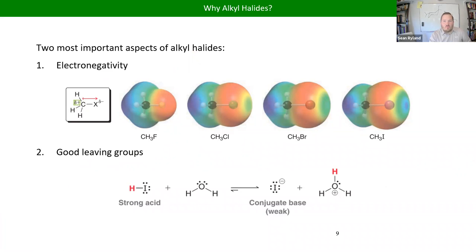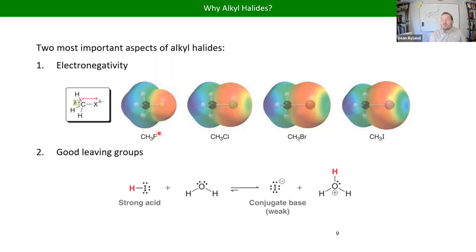If we want to know what mechanism and what reaction is going to be favored, it's going to change slightly depending on what our halide actually is. Because the larger the halide, the more stable it is on its own, which means that the better leaving group it is. So iodide is a much better leaving group than bromide, which is much better than chloride, which is much, much better than fluoride.